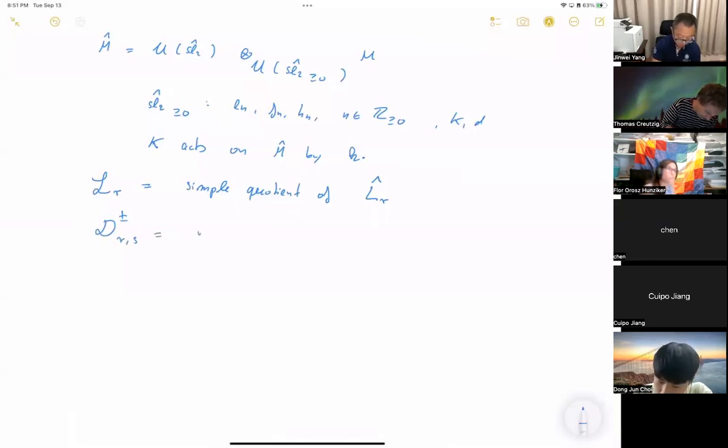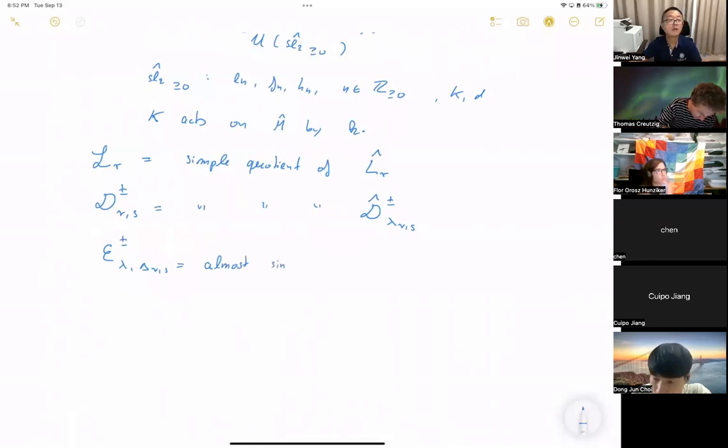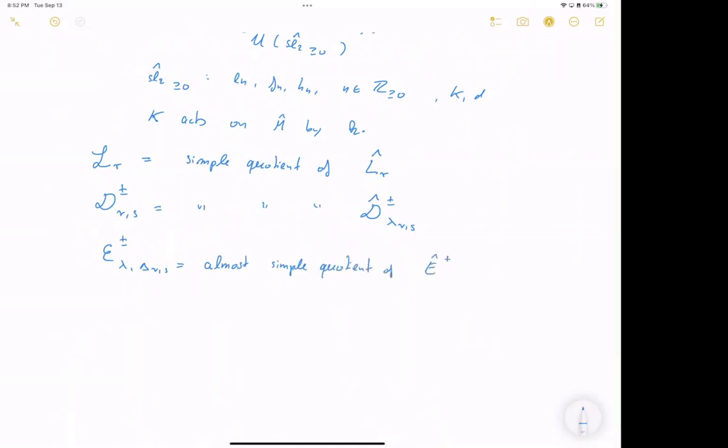I will do the same thing, though with a little bit of extra notation. I now denote it by a sublabel R, S instead of lambda. And I will explain in a moment what lambda R, S is. Let me just first also, and here for the E type modules, I will first of all omit the superscript plus minus whenever it's irrelevant. And in this case, I define it as the almost simple quotient of the affinization of the relaxed highest weight module that I have defined before.